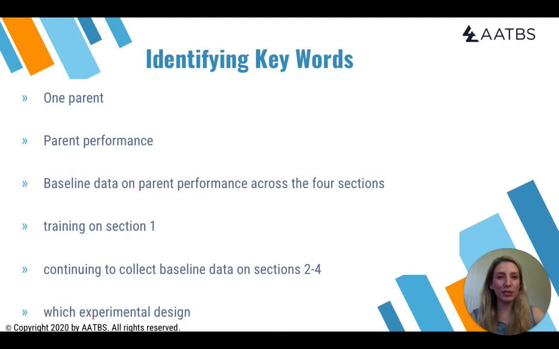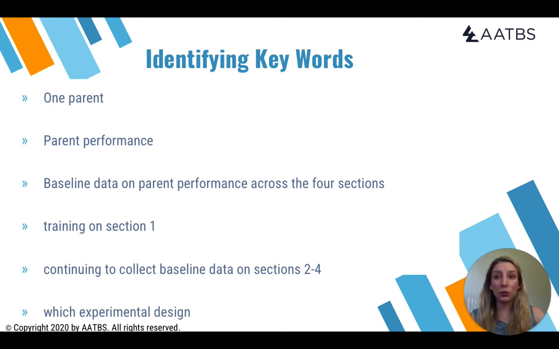So let's talk about these a little bit more. One parent is going to let us know that the data is being collected on the performance of only one individual. Parent performance orients the reader to what the dependent variable is. This provides information about a behavior that is being displayed on the graph. Baseline data on parent performance across 4 sections. This tells us how the data are being collected and displayed.